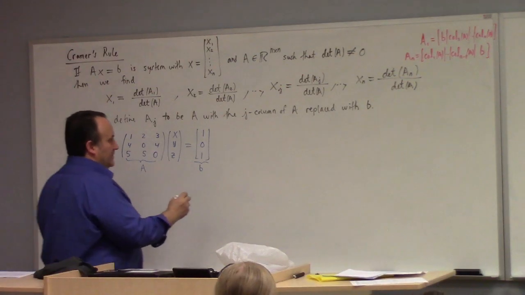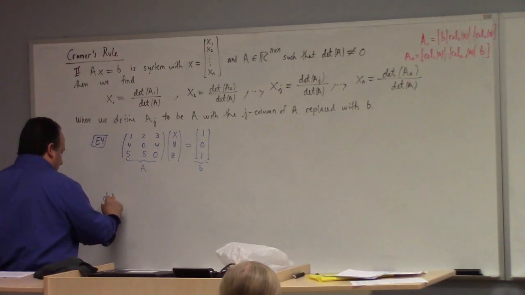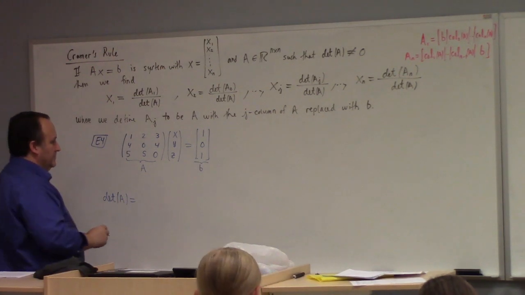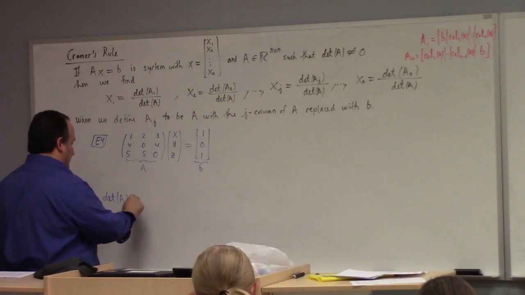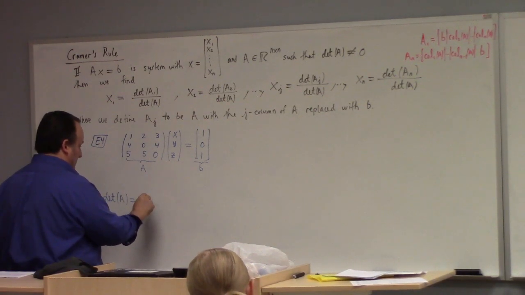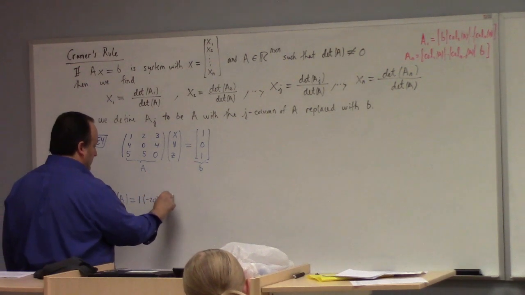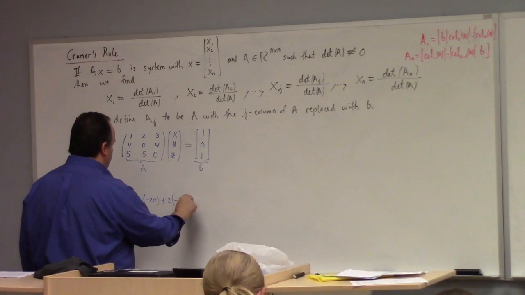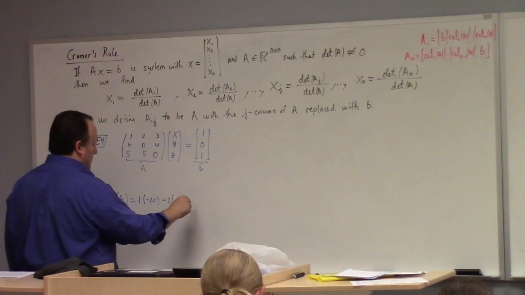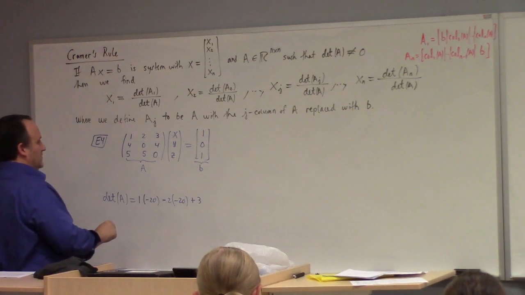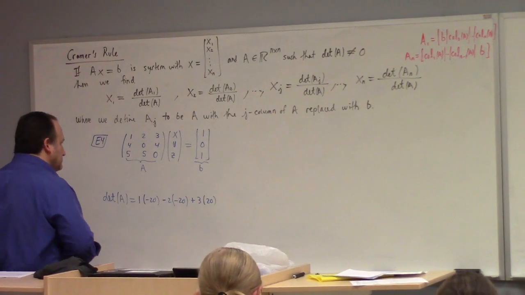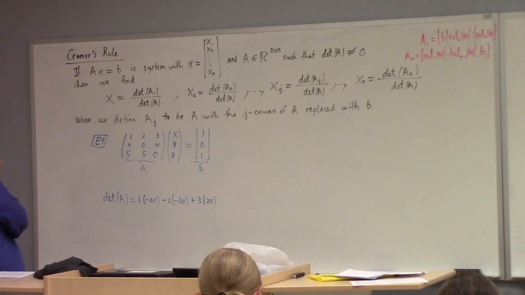Cramer's rule, so let's calculate the determinant of A. We're going to need to do that everywhere, right? Determinant of A is what? It's 1 times minus 20 plus 2 times minus 20, plus, I meant minus 2, plus 3 times 20. You guys check me on this, see if you get the same thing. That's weird. It's all 20s. Funny.